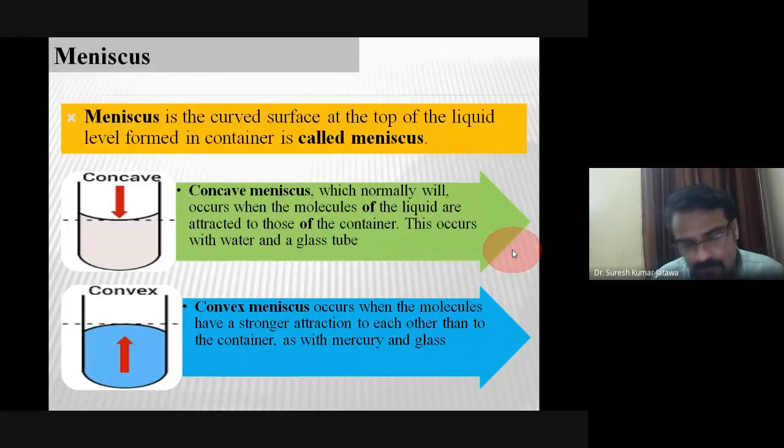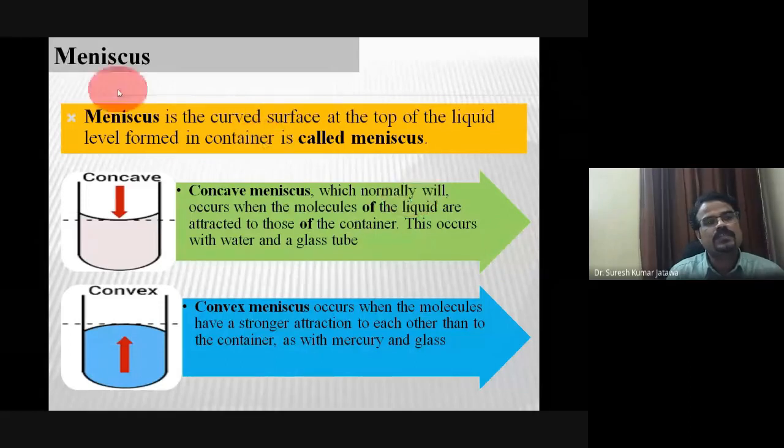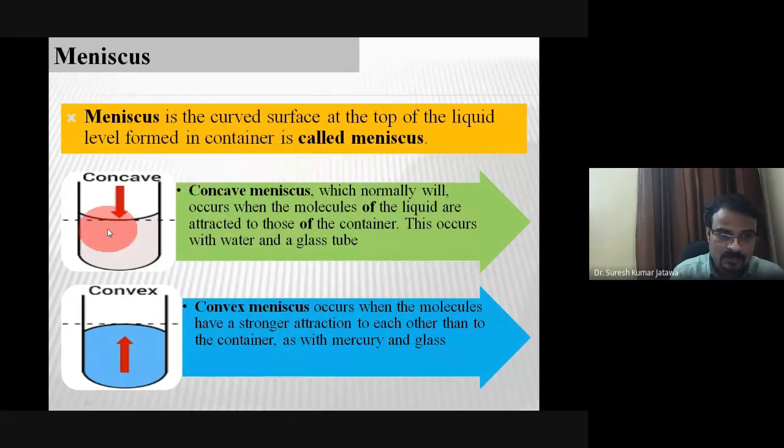So when you measure a known volume of any liquid or any solution in a container, the term used is meniscus. So what is meniscus? Meniscus is the curve. Solutions are filled up to this mark like this. Here you can see, this is the meniscus. Meniscus is the curved surface at the top of the liquid level formed in a container. It is known as meniscus.